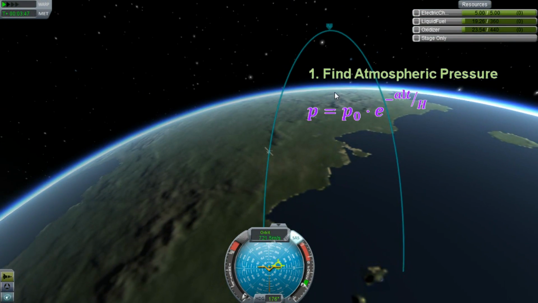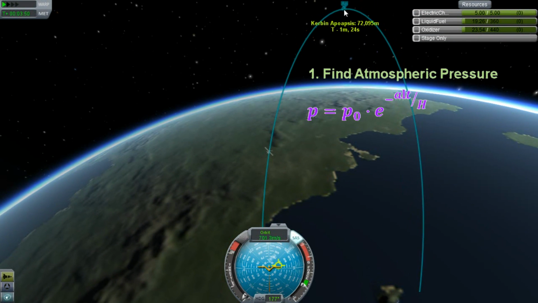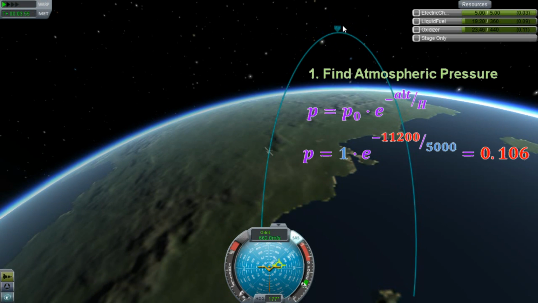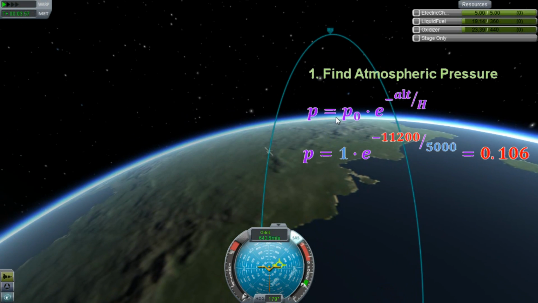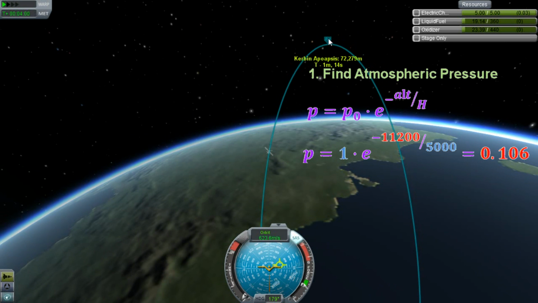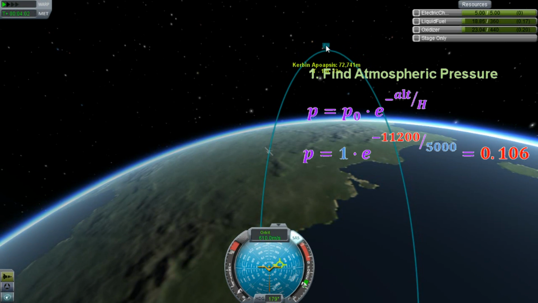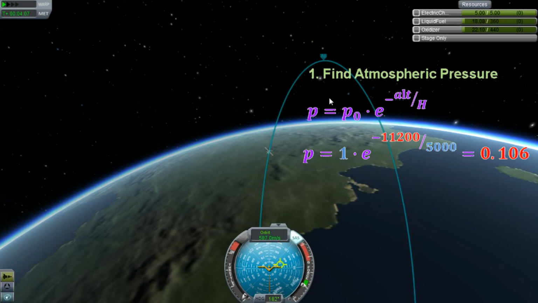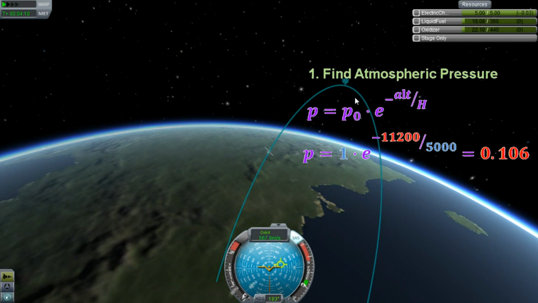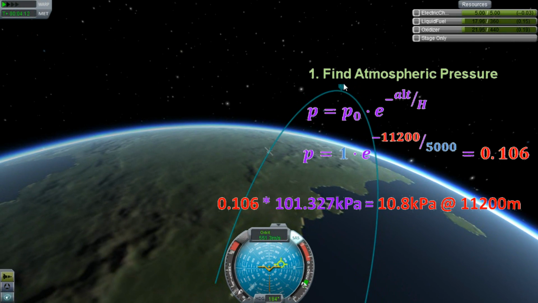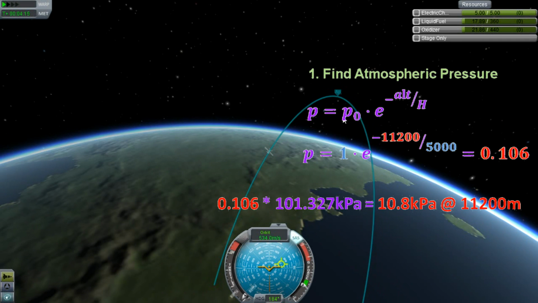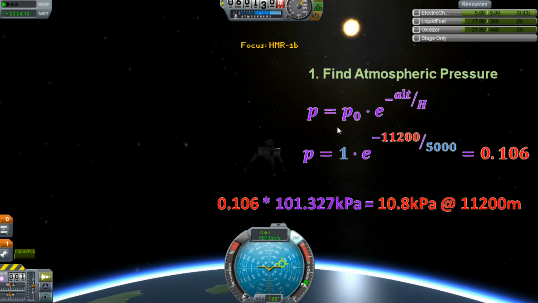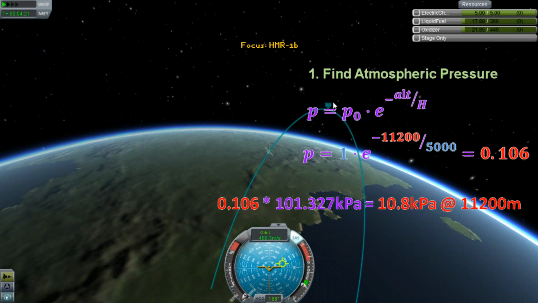So step 1, we have to find the atmospheric pressure. So P naught is 1 for Kerbal and the scale height h is 5,000. And we will use an example altitude of 11,200 meters. So plugging all that in, we end up with a pressure value of 0.106 times the standard sea level pressure on Kerbal, which if we wanted to translate into kilopascals, we could multiply that by the 101.325 that is standard for sea level, and we would end up with 10.8.